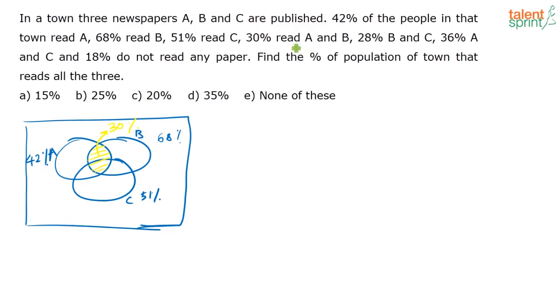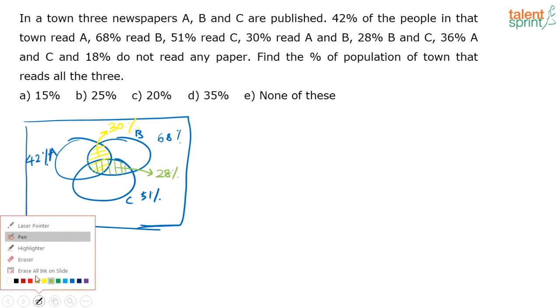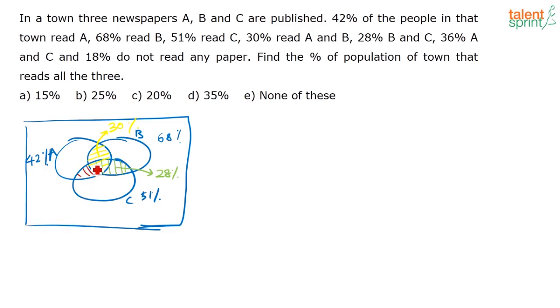Then what have they given? 28% read B and C. So this is 28%. 36% read A and C. So this is 36%. I have used different colors so that it's clear for all of you. And 18% do not read any paper.